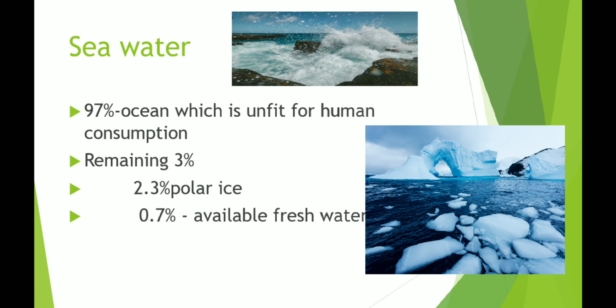Seawater. 97% of the ocean is unfit for human consumption. The remaining 3% constitutes polar ice, which is about 2.3%, and available fresh water, which is about 0.7%.